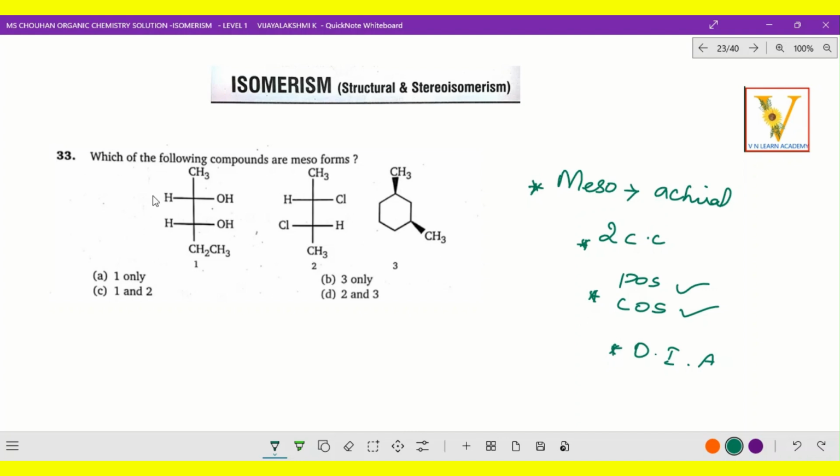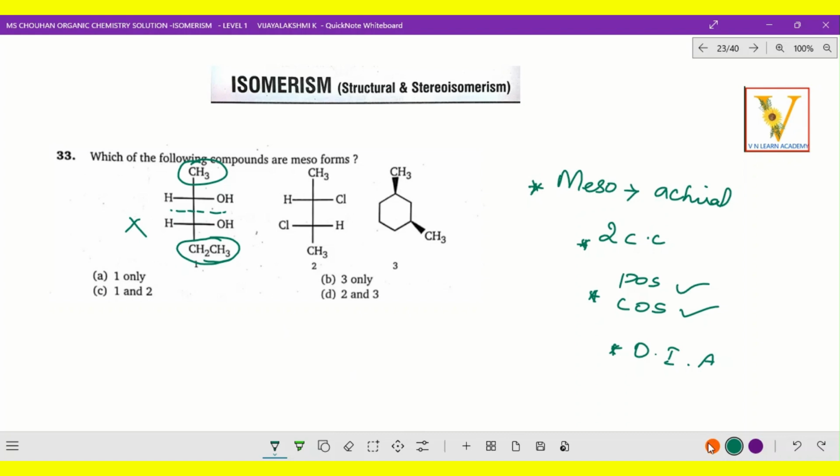Meso. Okay, now here in this point, you see CH3, CHOH. But here, CH2, CH3, it has to be the same. When you cut, it has to be similar. Suppose you are cutting this side, so this is HOH, both are the same, but here it is different. Here CH3 is there, here CH2, CH3. So this will not be a meso form.